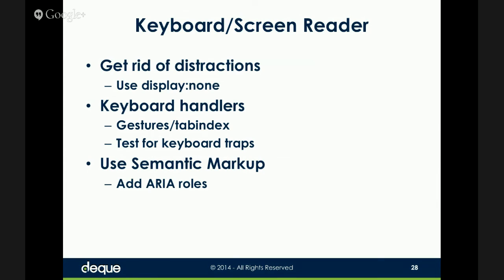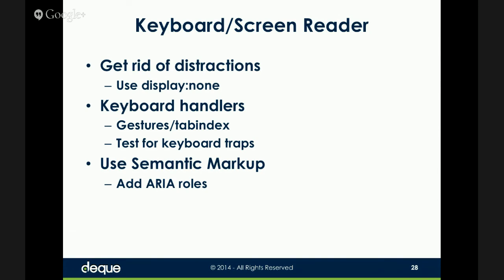Get rid of all distractions. So if you have content that you've hidden visually because it's distracting, and you want iPhone users to be able to get more quickly to the most important content, use display none to hide it. Don't use any of the other techniques. Make sure you have keyboard handlers. So make sure that you have the appropriate keyboard handlers, you test for keyboard traps manually using keyboards in various different devices, and that if you have to use gestures, that you have appropriate workarounds for those gestures for your users.